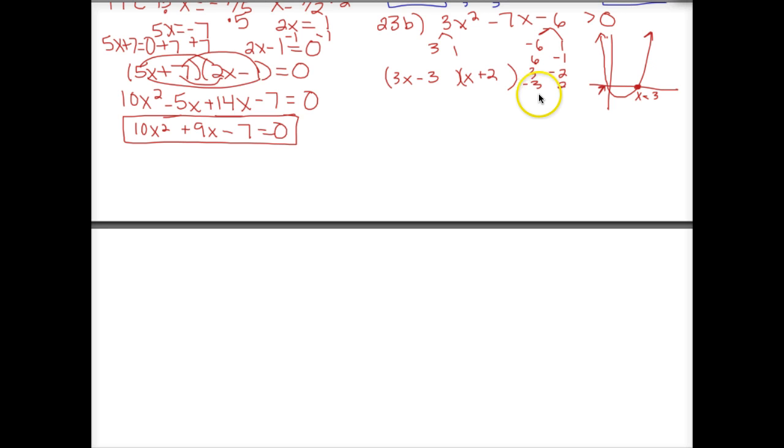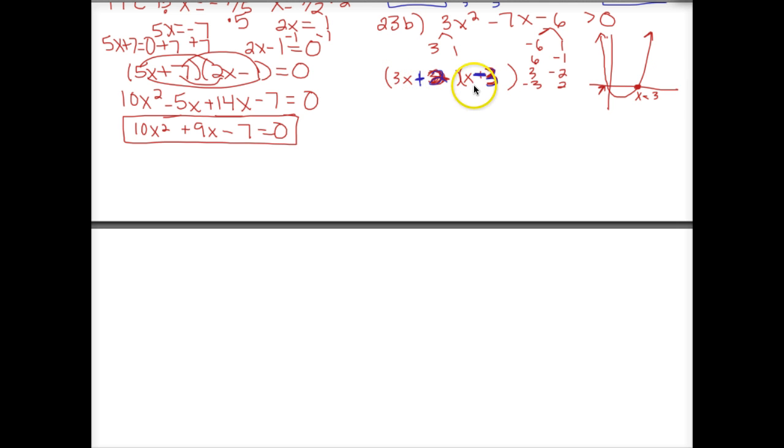So that doesn't work. So I am going to try them in the other order. So I'm going to try minus 2 here and a plus 3 here. So when I do that, I get 9x on the outside minus 2x on the inside. So that gives me inners and outers that combine to be positive 7x. I want negative 7, so that means I found the right numbers. I just now need to change the signs. So it's 3x plus 2 times x minus 3.